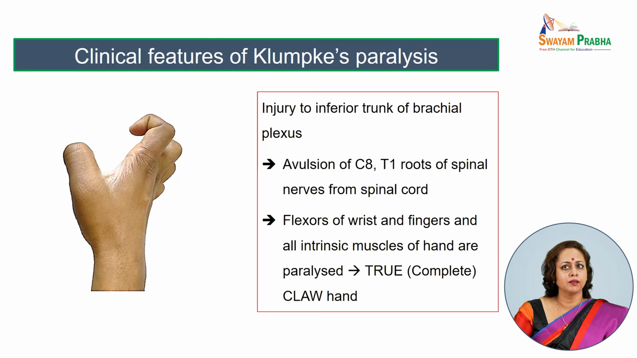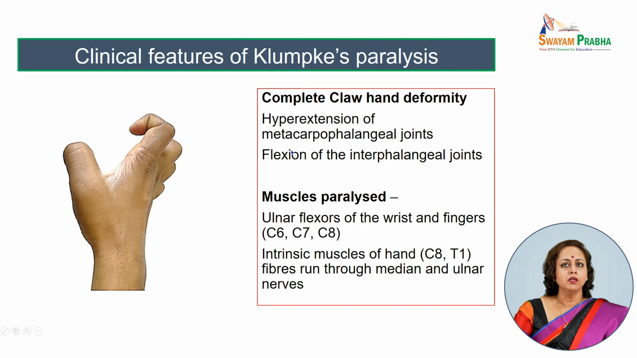It's called avulsion. What is affected? The flexors of the wrist and the flexors of the fingers, meaning the metacarpophalangeal joints, are paralyzed. What do you get? A true or a complete claw hand. Why do we say complete? Because all the digits are affected. So it's called a true or complete claw hand. The complete claw hand deformity. What is the defect? Hyperextension at the metacarpophalangeal joints and flexion at the interphalangeal joints.